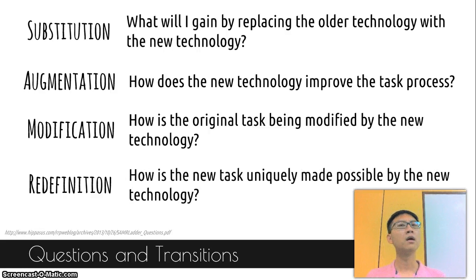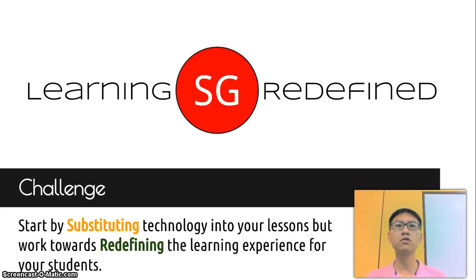And finally, at the redefinition level, we are asking, how is the new task uniquely made possible? Where previously, without technology, without internet, this task can never be possible. So there are many things, and not just in English, but math, science, every subject, we can always think of a way that we can redefine the way our kids learn using technology. And that is my challenge for you. If you have not already started using technology in your lessons, I hope that you can start.